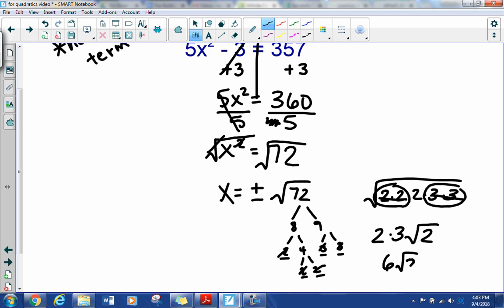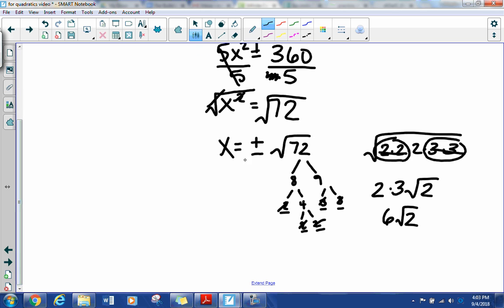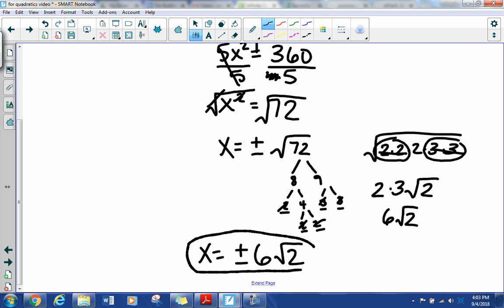So my final simplified answer here is not just the positive or negative square root of 72. It is a positive or negative of 6 square root 2. This is considered your simplified answer. And again, note that this does represent two solutions, not just one. It's basically another way of saying that the answer is 6 square root 2 and negative 6 square root 2. Writing it with the plus or minus symbol in front denotes both answers at once.